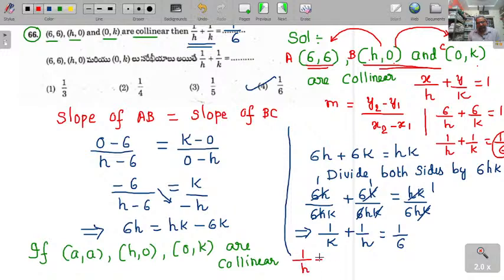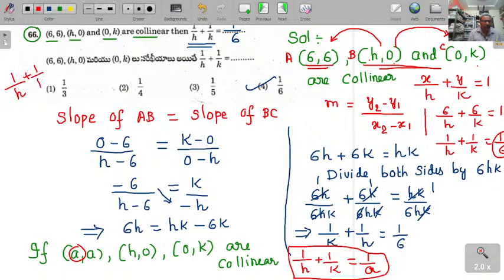1 by h plus 1 by k is equal to 1 upon a. So this can be formulated like this. You can remember it directly also. So as far as this question is concerned, directly we can write 1 by h plus 1 by k is equal to, here we have 6 comma 6, 1 upon 6. So the answer is 1 upon 6. Without paper and pen also we are able to solve this question.